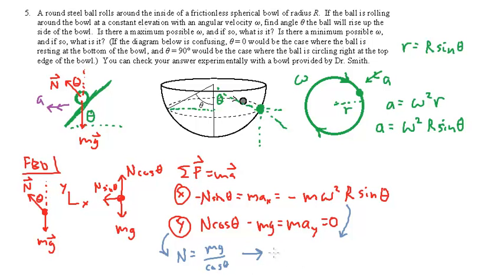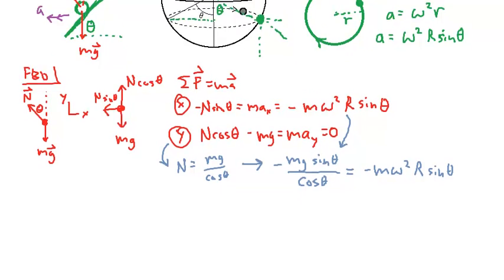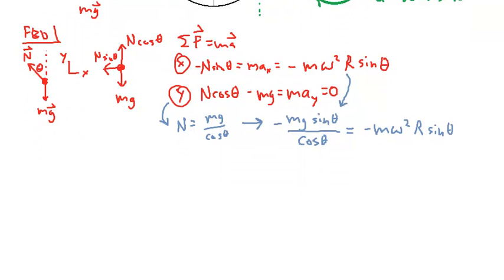Okay, so let's solve the y equation first, and let's switch to this sort of cobalt blue type color. Cobalt blue, yeah. All right, so this is going to give us n equals mg over cosine theta, right?